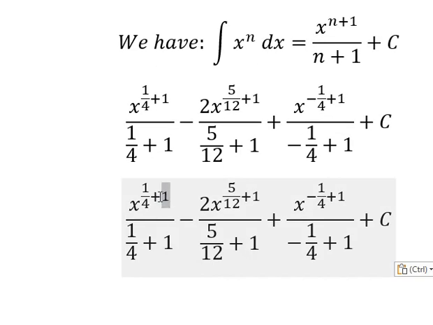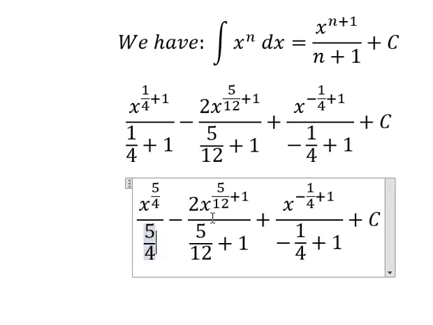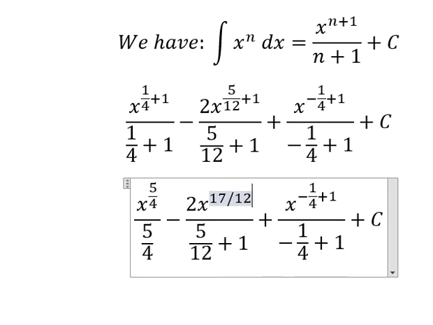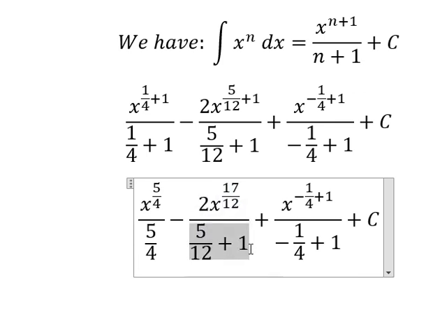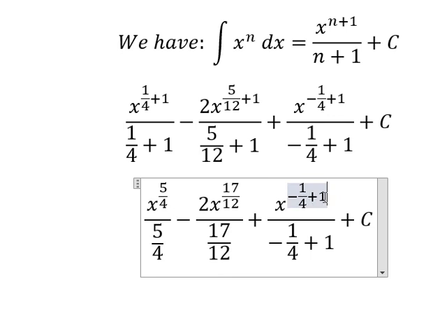So this one we have 5 over 4. This one we have 17 over 12. This one we have 3 over 4.